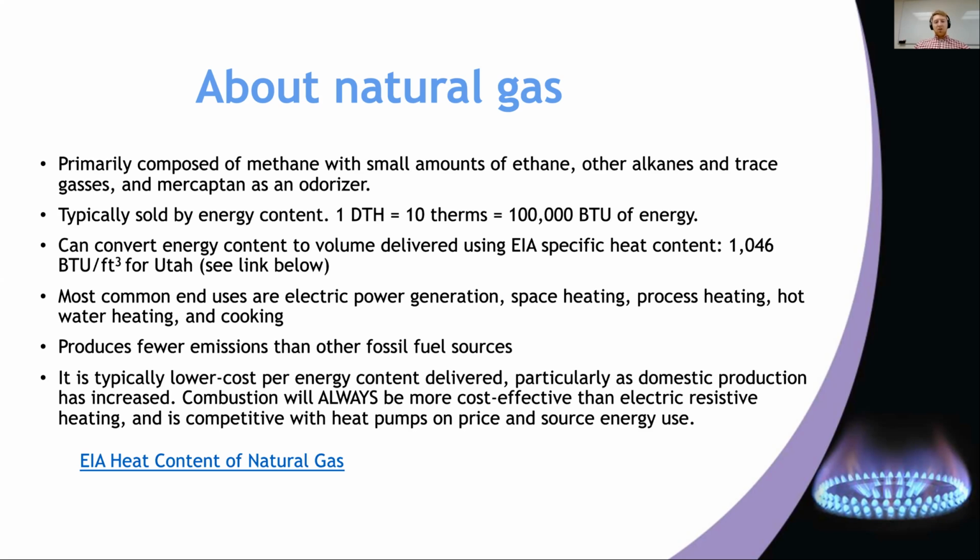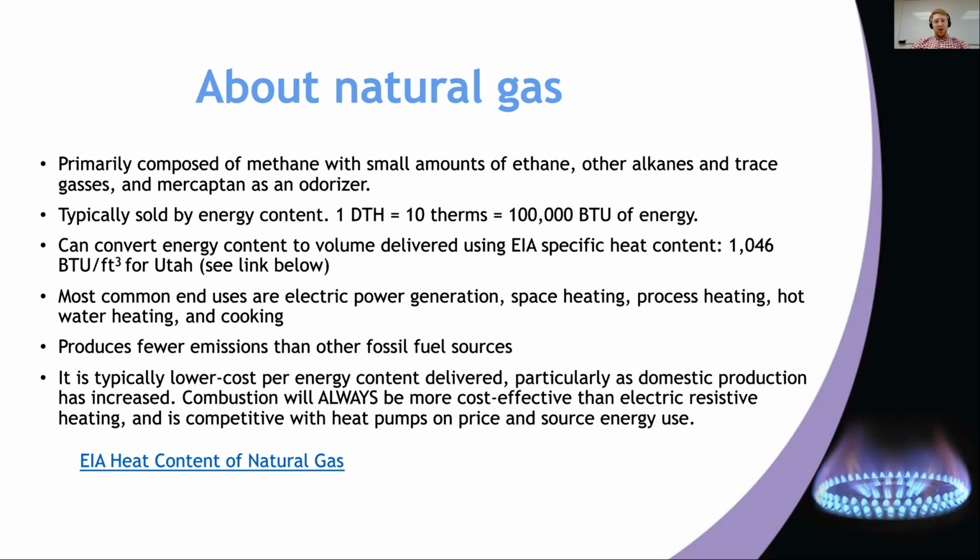Natural gas is typically sold by energy content. It's typically sold by the decatherm. A decatherm is 10 therms. A decatherm is also 100,000 BTU of energy. So when you see a natural gas bill that's in units of decatherms, that is an energy content, not a volumetric flow rate. But you can convert energy content to volume using the specific heat content.